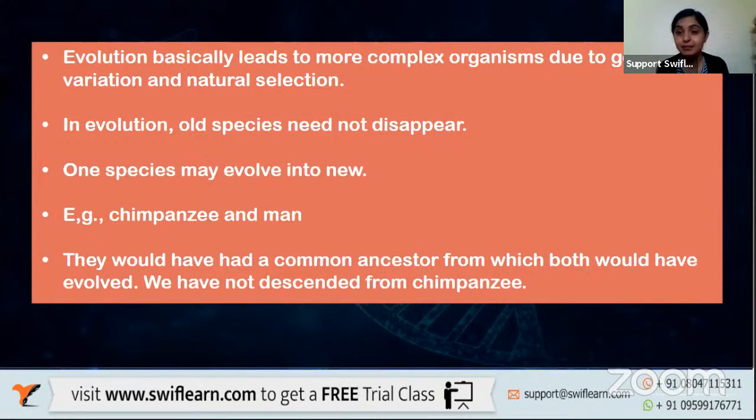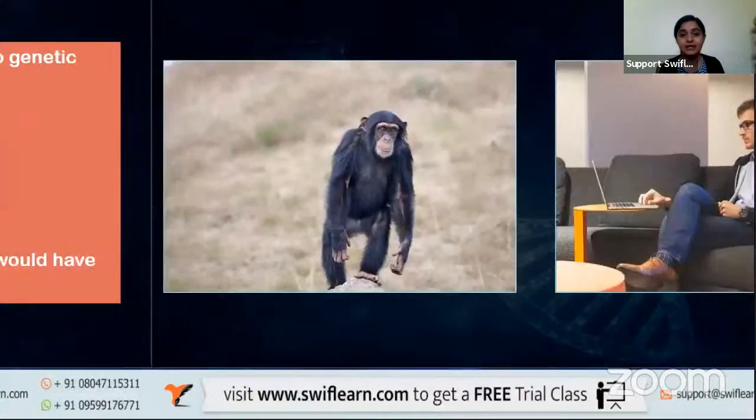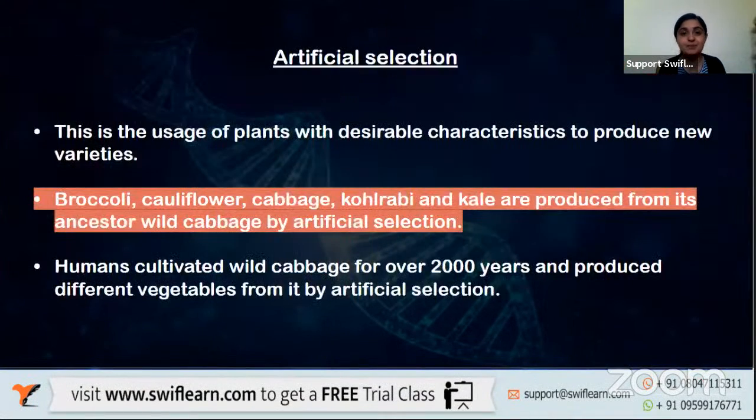Example, chimpanzees and men. Absolutely, you're thinking correct. It is considered to be the theory that humans have evolved from chimpanzees, but that doesn't mean that the chimpanzees from Earth have vanished. No, they're still there, and we are also there. They would have had a common ancestor from which both would have evolved. We have not descended from chimpanzees, right? You can look into the picture as well.